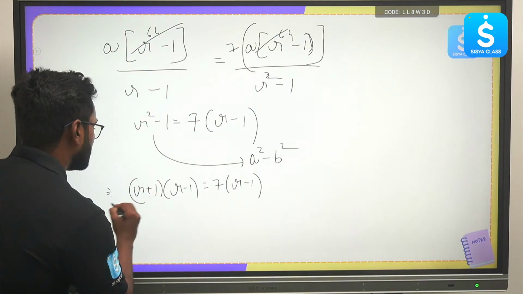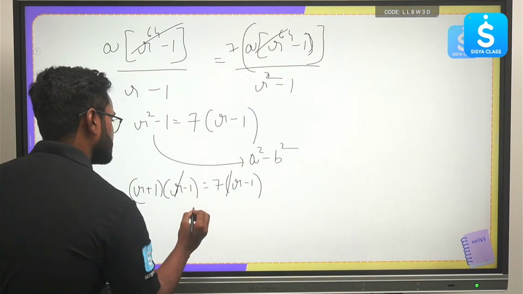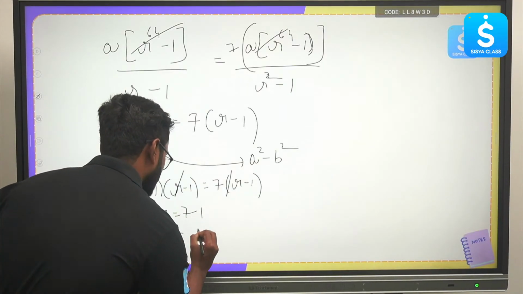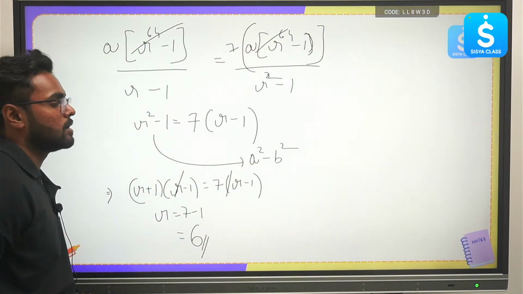Got it? Now if we can cancel this, r minus 1, r should be 7 minus 1, that should be 6. You got it, guys?